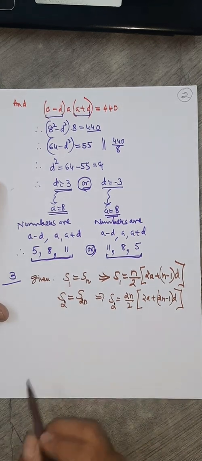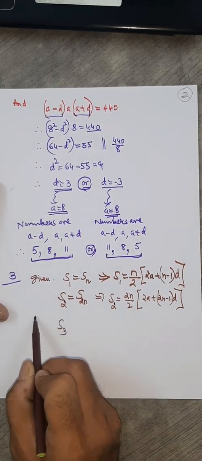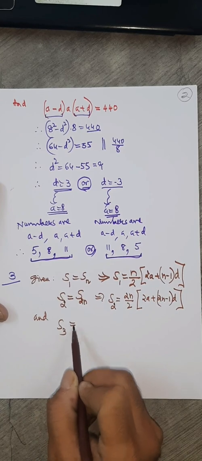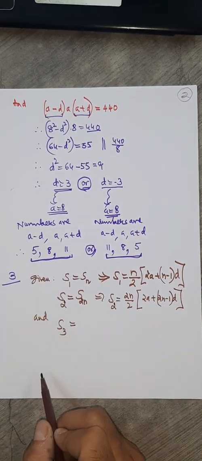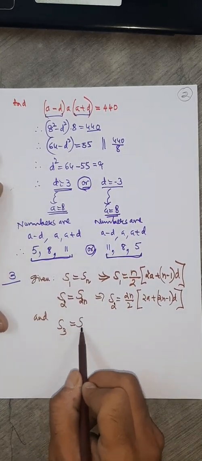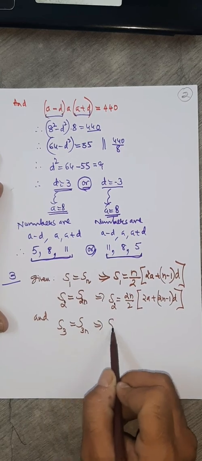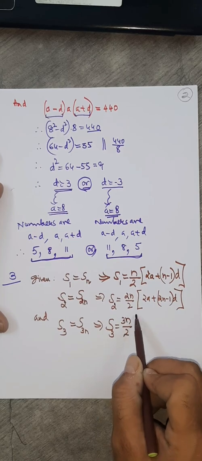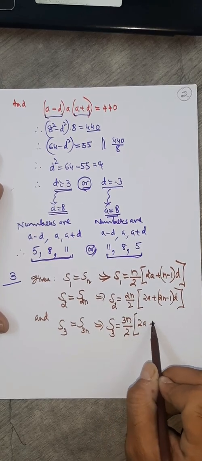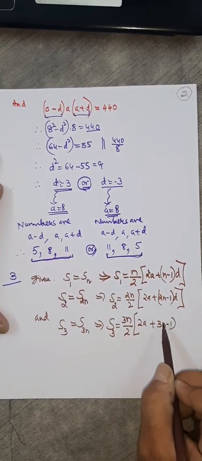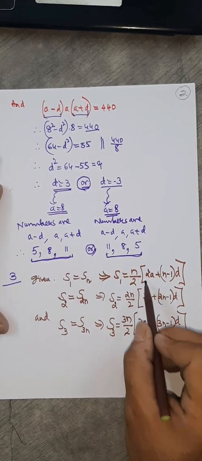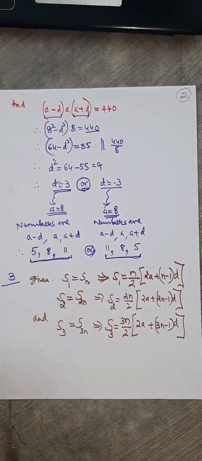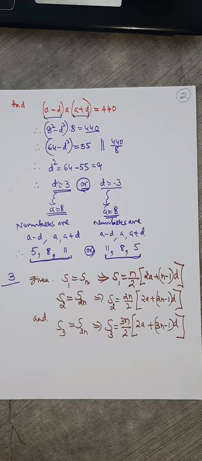And what about S3? S3, that is sum of how many terms? Sum of 3n terms. So S3 equals 3n by 2, 2a plus (3n minus 1) into d. Just we have stated one formula how many times? 3 times. Sum of n terms, 2n terms and 3n terms of an arithmetic progression.